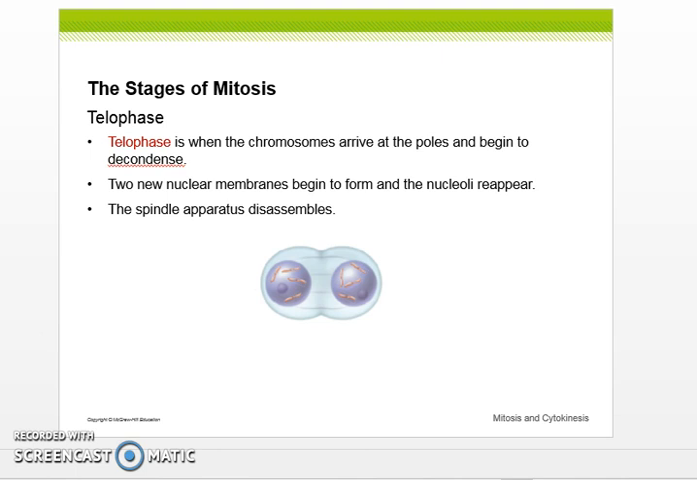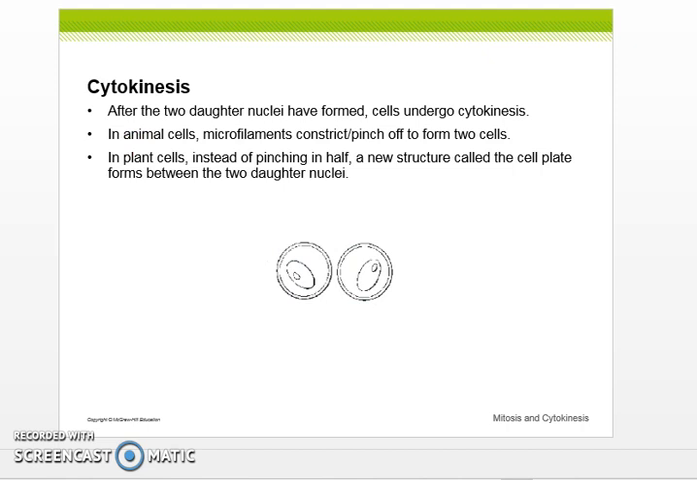So we're done with mitosis, right? Well, there's this little matter of cytokinesis. After the two daughter cell nuclei have formed, cells have to undergo a completely different stage called cytokinesis. In animal cells, microfilaments constrict and pinch off to form two cells. Plant cells are very different. Instead of pinching in half, a new structure called the cell plate forms between the two daughter nuclei.